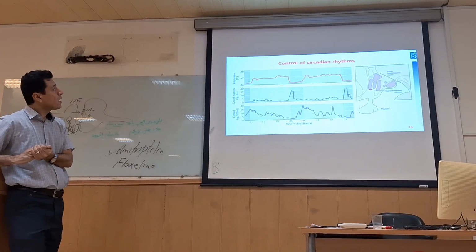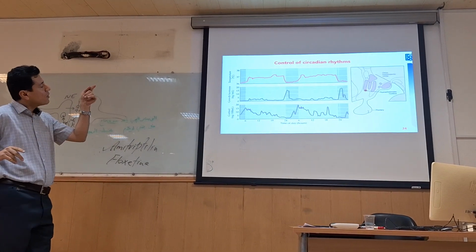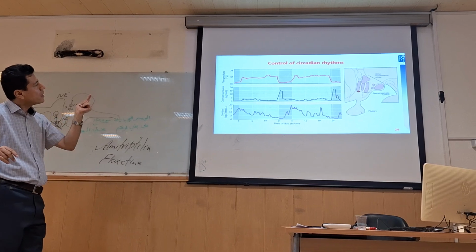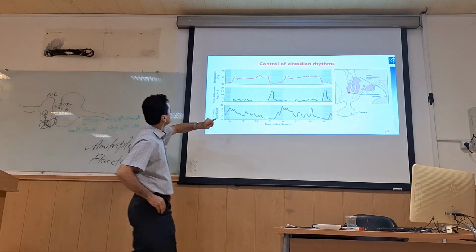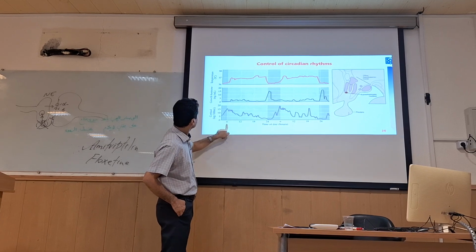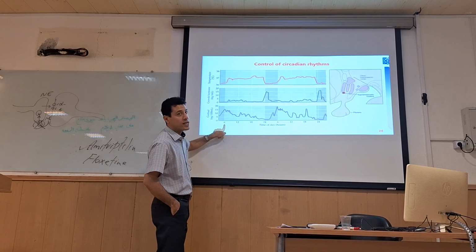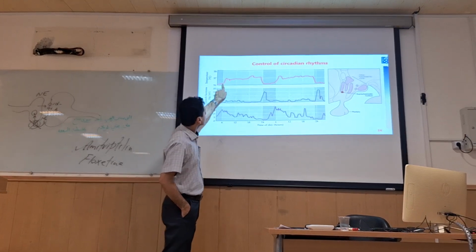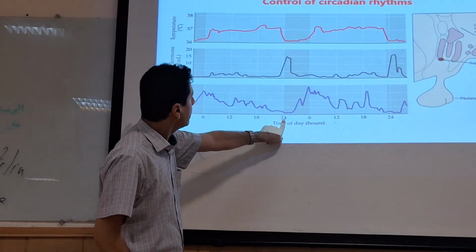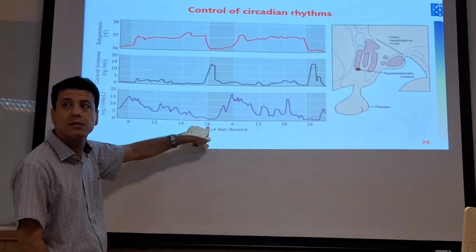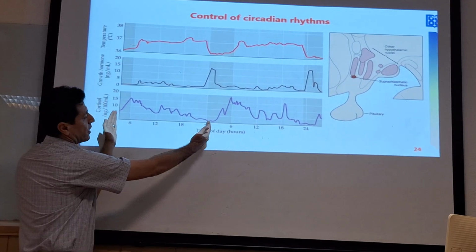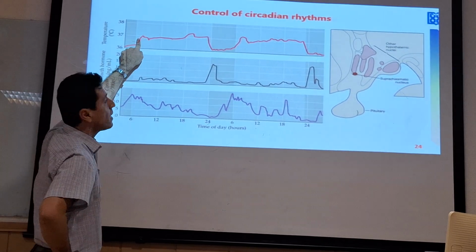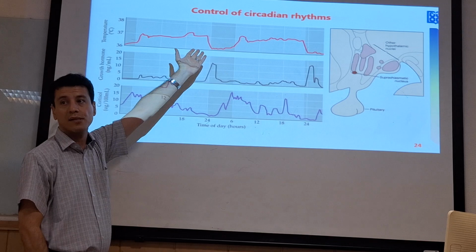Circadian rhythm. So what is it? In the first figure, in the upper one, you can see the body temperature, right? This is 6 in the morning and 12 p.m., right? So you can see that body temperature during this time is about 37 degrees Celsius.